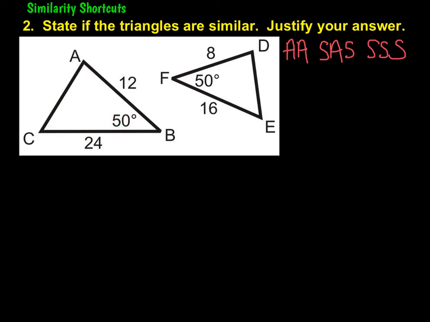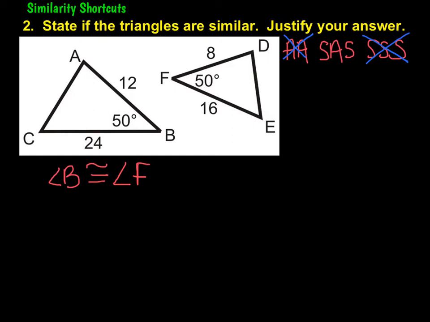So let me go ahead and cross out the ones I know I'm not going to be using. Now, in order for side, angle, side to work, the two sides must be proportional and the angles must be congruent. So if we look at our two angles, they are congruent. B and F are both 50. So angle B is congruent to angle F. So we're good there. But we need to look at the sides now.